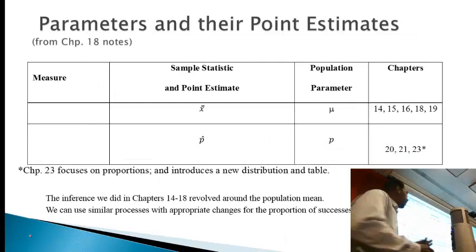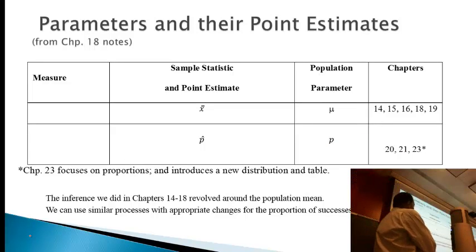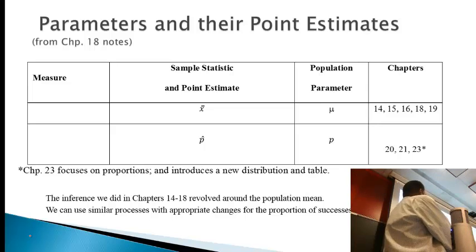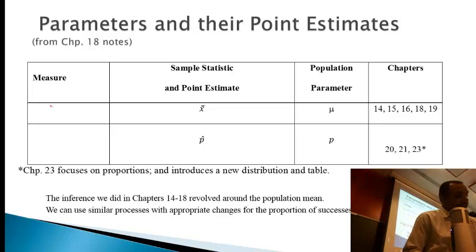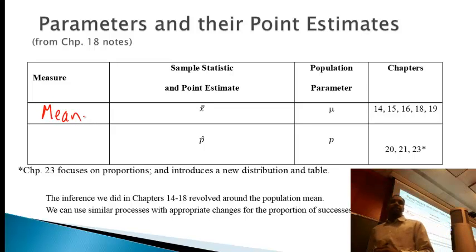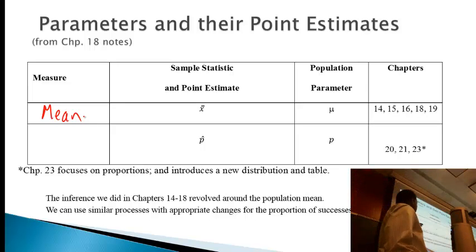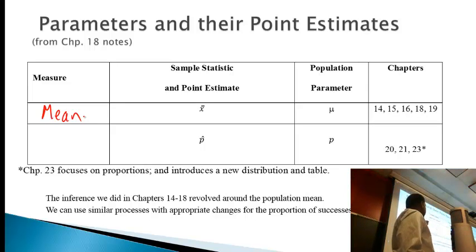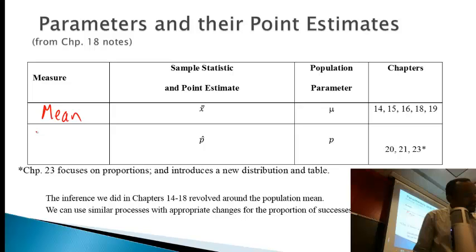Now what we're going to do here is look at the sample mean, and up through chapter 19, we compared it to some population mean mu. So we're going to write the word mean because that's what that pertains to for our purposes. And then, of course, if you're trying to compare a percentage to a population percentage, then you look at the so-called proportion of successes.